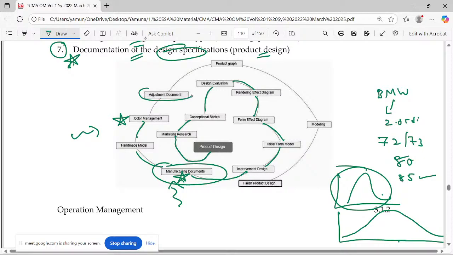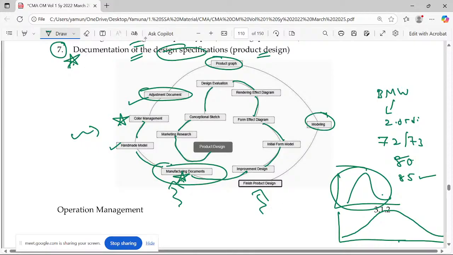And adjustment documents. See, everything you're planning may not be put in the vehicle. So that's why we try all these. And if necessary, we'll go for some related documents. And we'll go for the product graph, then modeling, and at last we'll go for finishing the product design. So it's not an easy work.